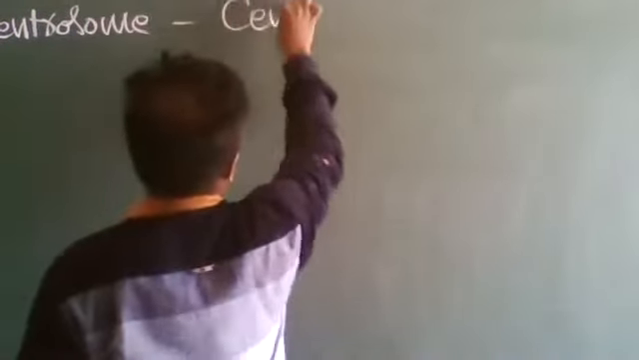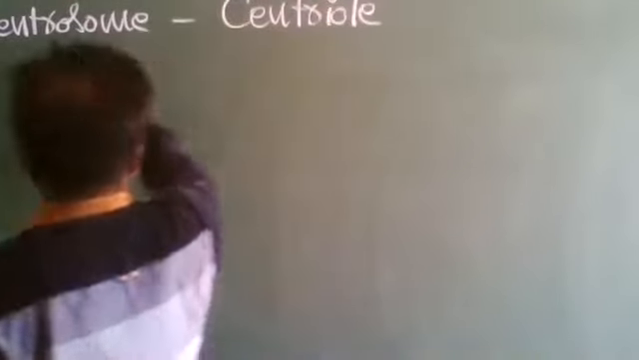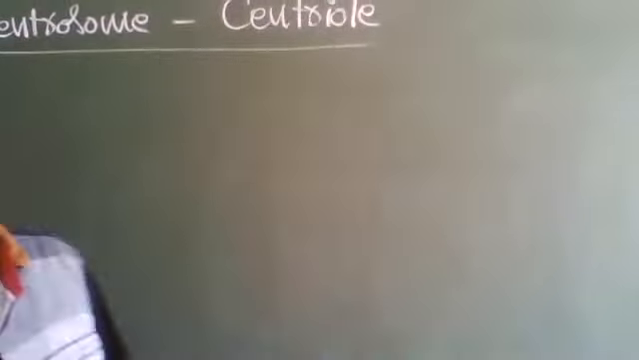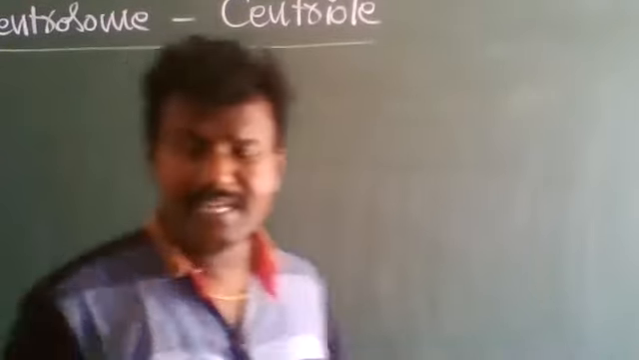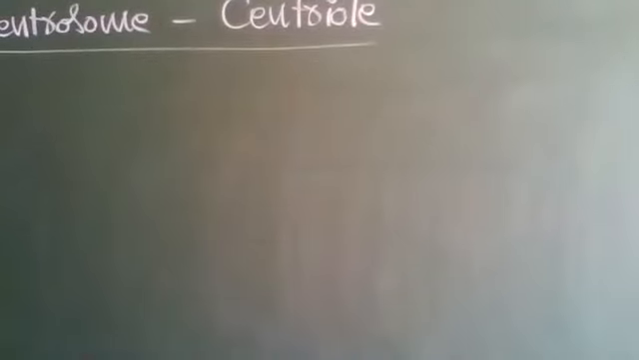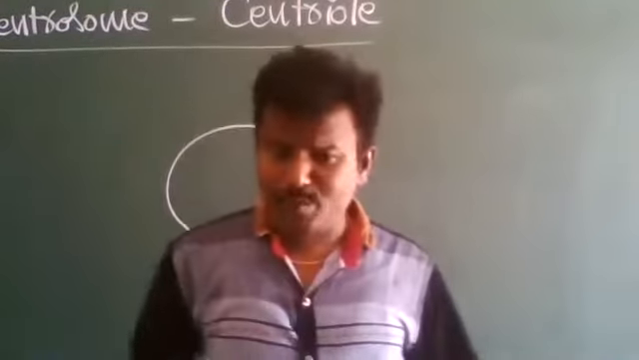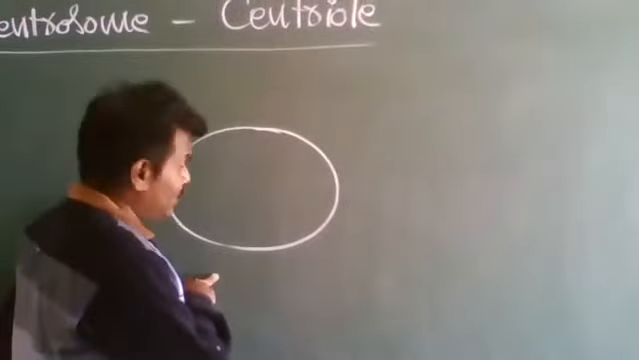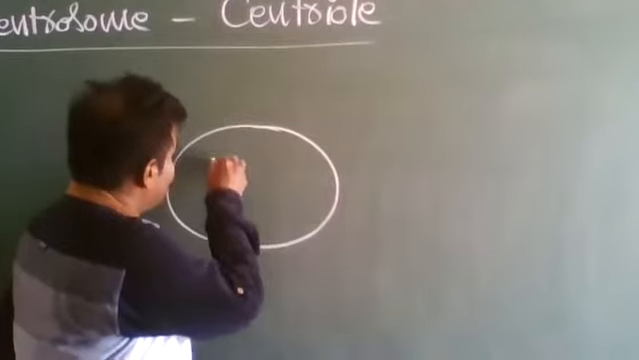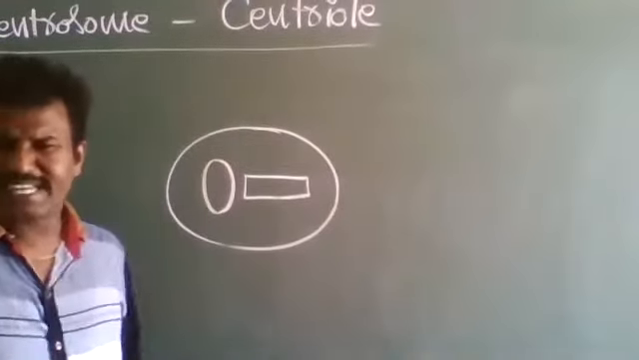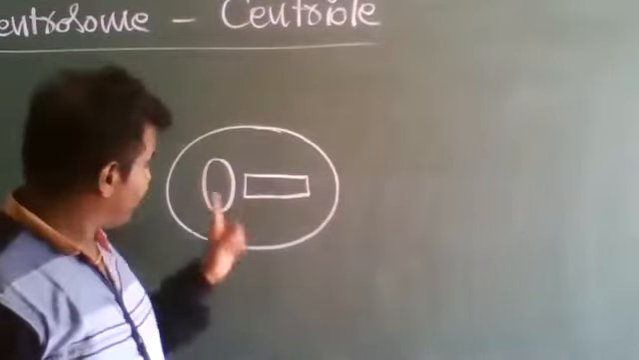Next topic, centrosome and centriole. First, the centrosome. It is an organelle present within the cell. Centrosome is an organelle which usually consists of two centrioles.